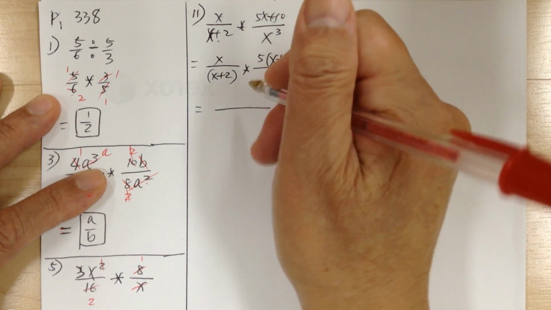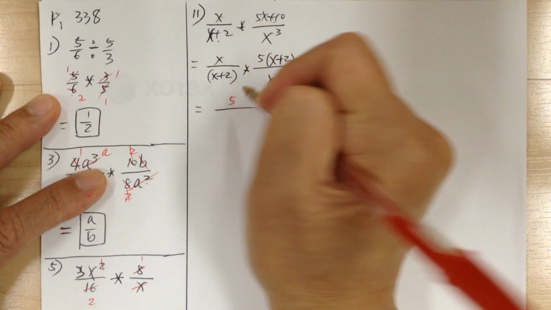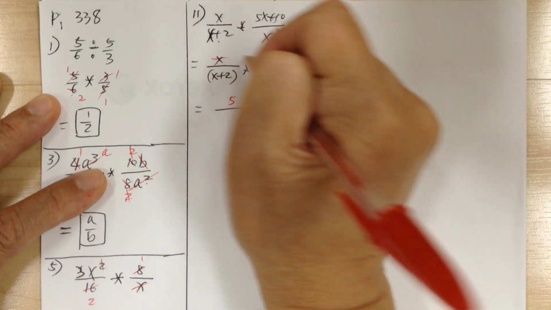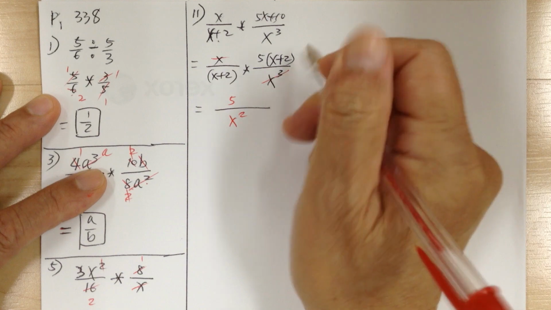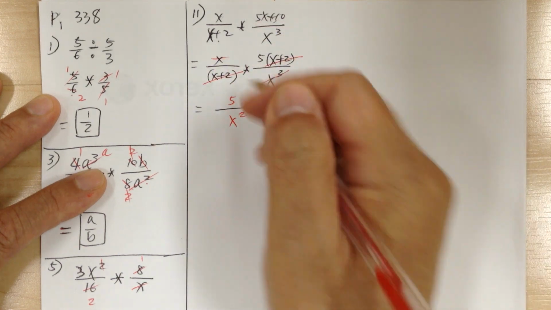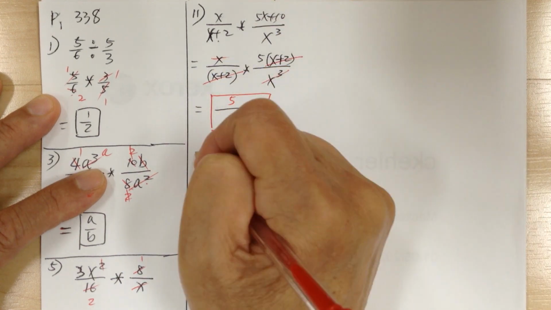So let's do the number. With the numbers you cannot cancel anything, so it'd be 5. Then you go down the alphabet, the x and x cubed, so you get x squared. And go down the group, so this group cancels out, and that's it.